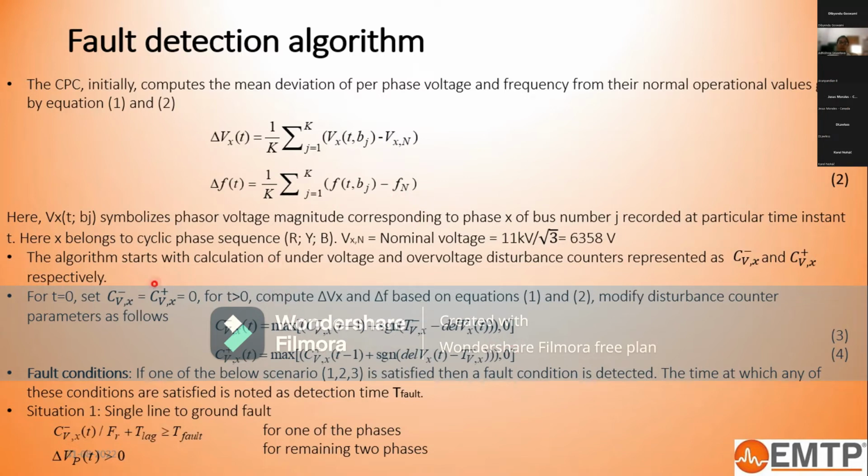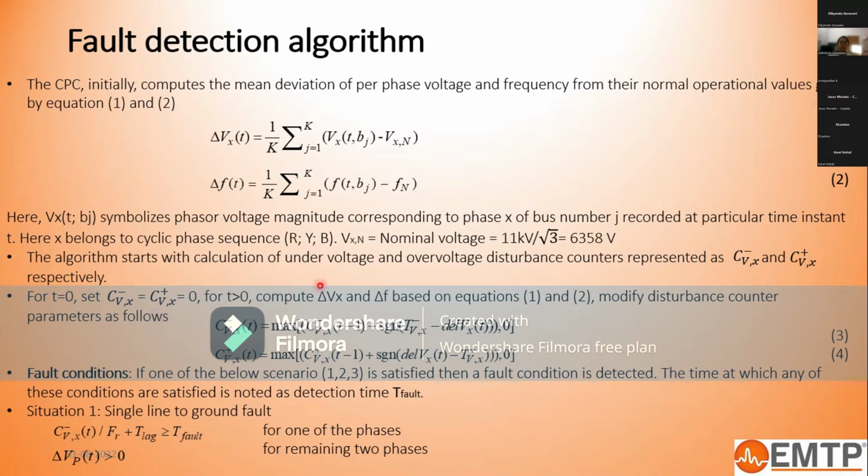Then the algorithm starts with the calculation of under voltage and over voltage disturbance counters. Here there are two disturbance counters, CVX minus and CVX plus. Initially at t equal to 0, the value of these counters will be 0. The idea is that these counters will start counting only when they experience the faulted condition. If it is not a faulted condition, it is not going to experience it.